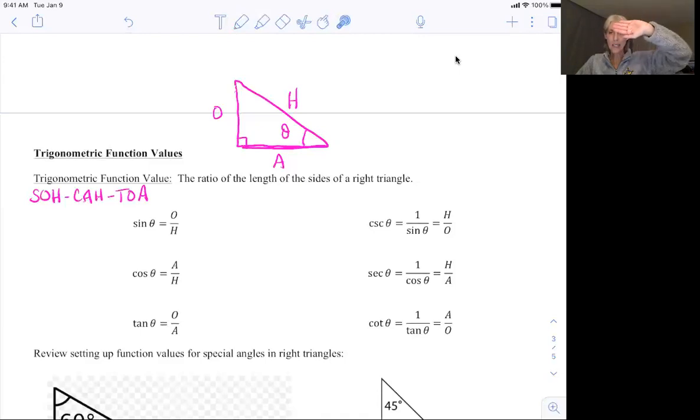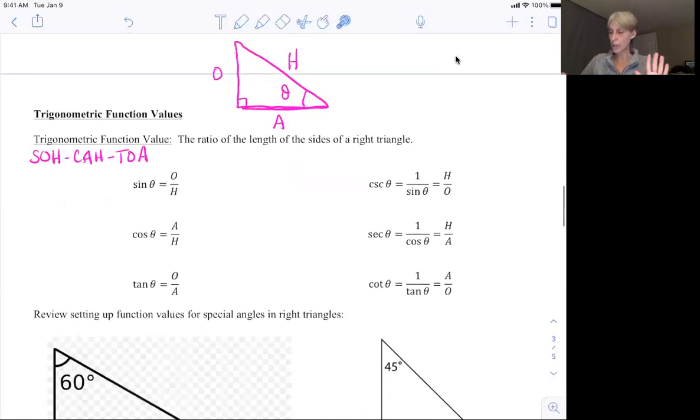The cosecant is 1 over sine, or hypotenuse over opposite. Okay, so you can either flip your sine or you can just set up hypotenuse over opposite, whichever works for you. The secant is 1 over cosine, or hypotenuse over adjacent. And the cotangent is the reciprocal of the tangent function, and it's adjacent over opposite. So these are our reciprocal functions.